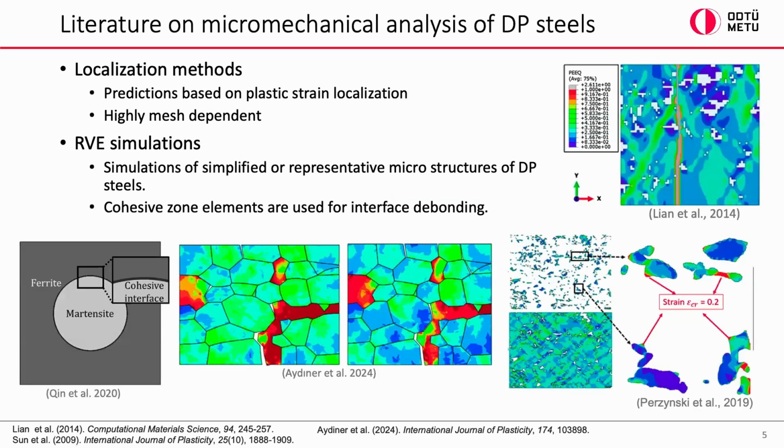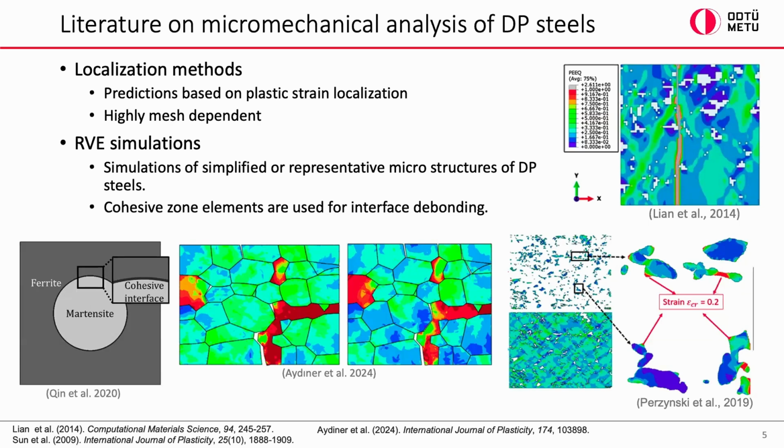As for how people model this issue, there are mainly very complex and very basic approaches. The localization methods use predictions based on plastic strain localization of microstructures. They create the microstructure from an EBSD scan, and using finite elements, they pull the material and check the localization points to model the crack initiation. There are also representative volume element simulations on simplified models, as you see on the left bottom side.